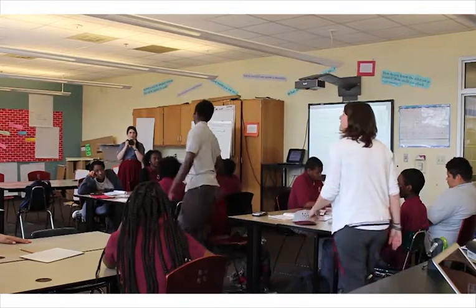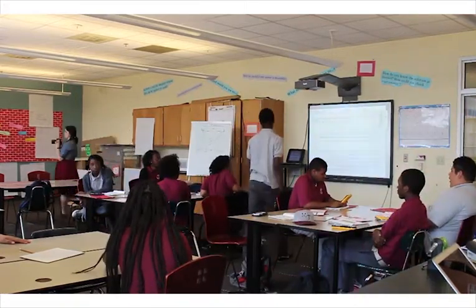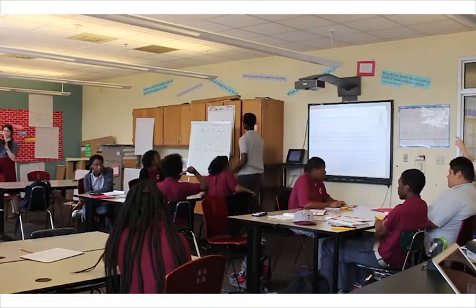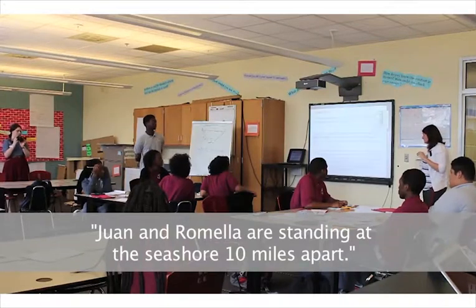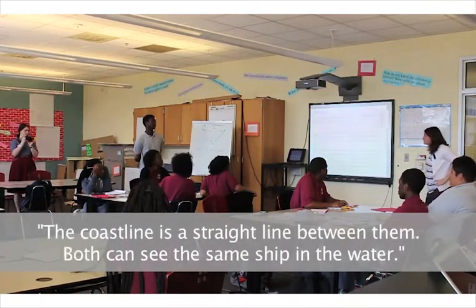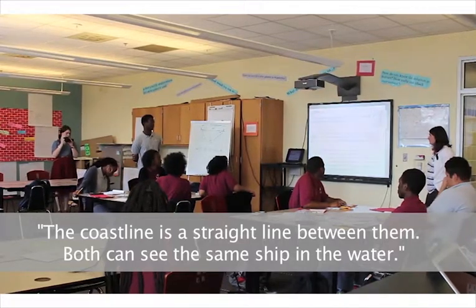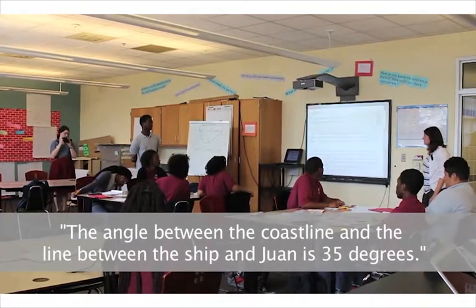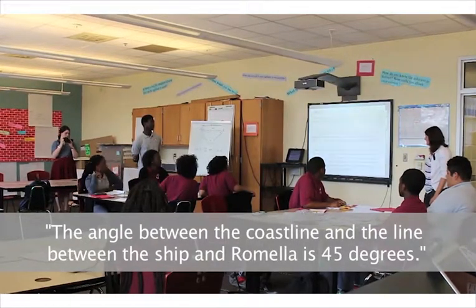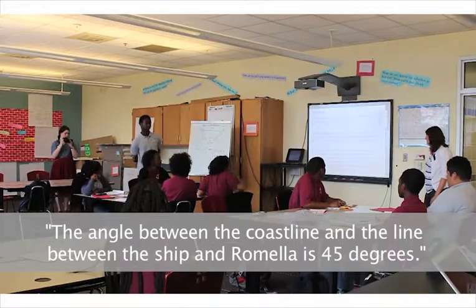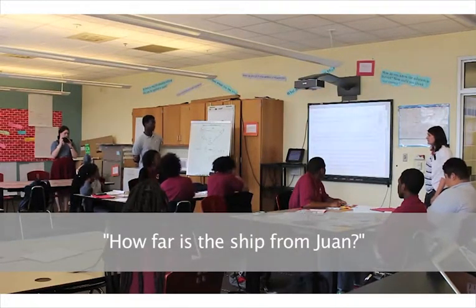Okay, so can I have a volunteer, someone different than Roderick, someone I haven't heard from, to read number 3? Khadijah, let's hear it. Juan and Ramela are standing at the seashore 10 miles apart. The coastline is a straight line between them. Both can see the same ship in the water. The angle between the coastline and the line between the ship and Juan is 35 degrees. The angle between the coastline and the line between the ship and Ramela is 45 degrees. How far is the ship from Juan?